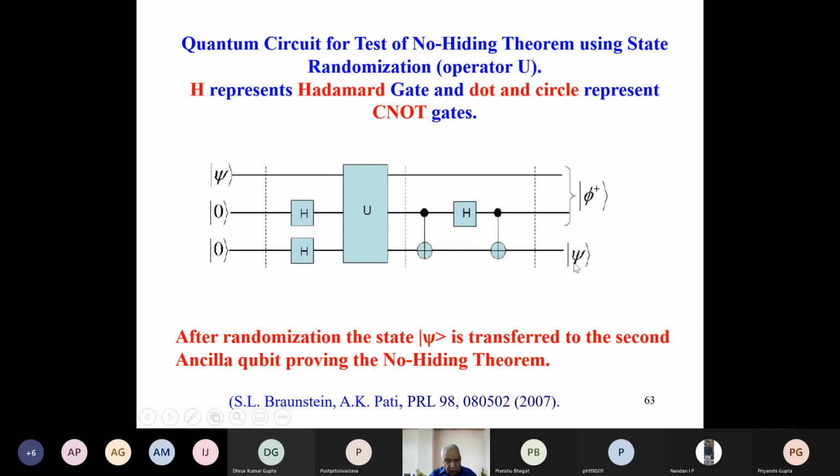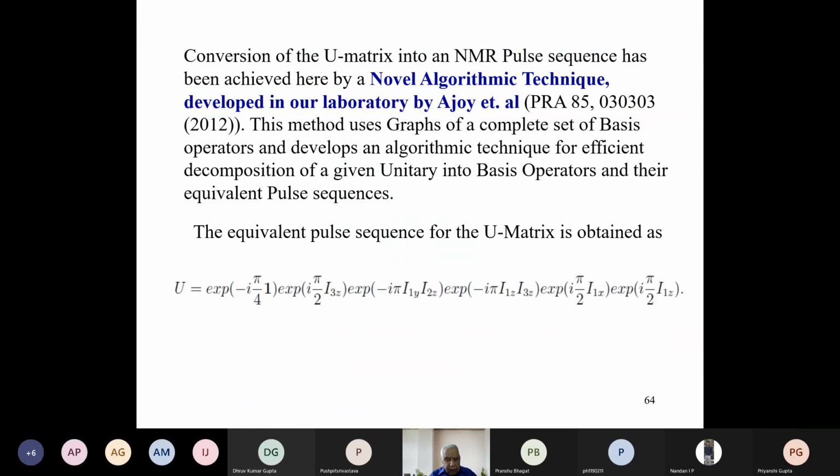My students did the experiment by NMR, and the conversion of the geometric operations into an NMR pulse sequence has been achieved by a novel algorithmic technique developed in our lab by Ashok Ajoy, and we published that in 2012.